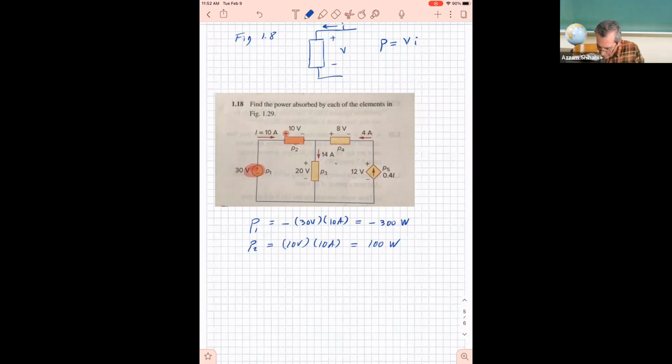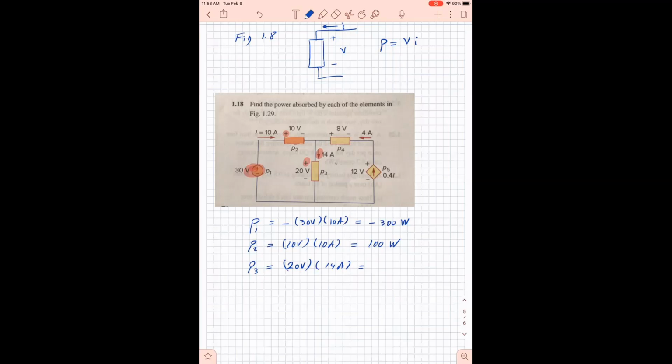When you go to P3, the third element, again, look at the direction of the current. The current is going into the element on the positive side. Again, using the passive sign convention, the power is V times I, 20 volts times 14 amps. Positive.